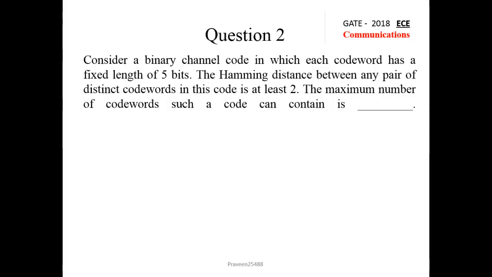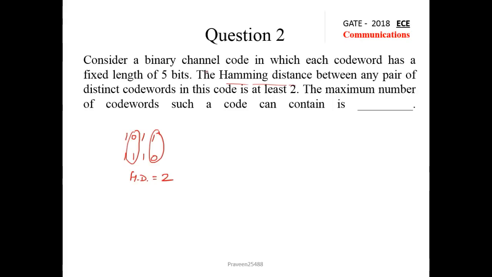Now question number 2. Consider a binary channel code in which each code word has a fixed length of 5 bits. The Hamming distance between any pair of distinct code words in this code is at least 2. The maximum number of code words such a code can contain is. So first I will tell you the Hamming distance. Consider a code word 1011 and another code word 1110. Here you will observe that there is a change in 2 bits. So we will say that there is a Hamming distance of 2.